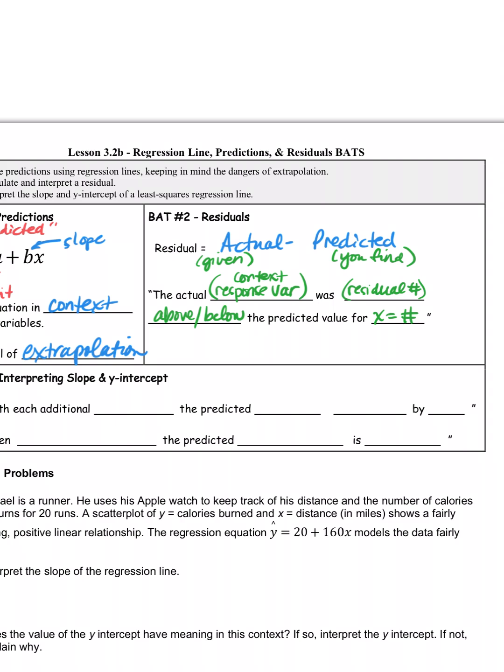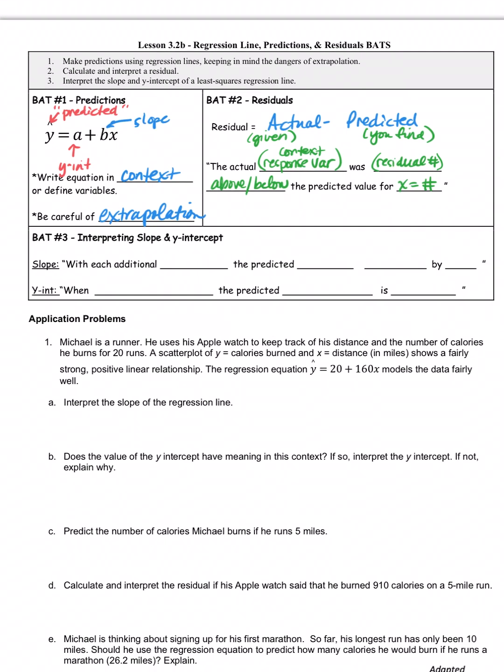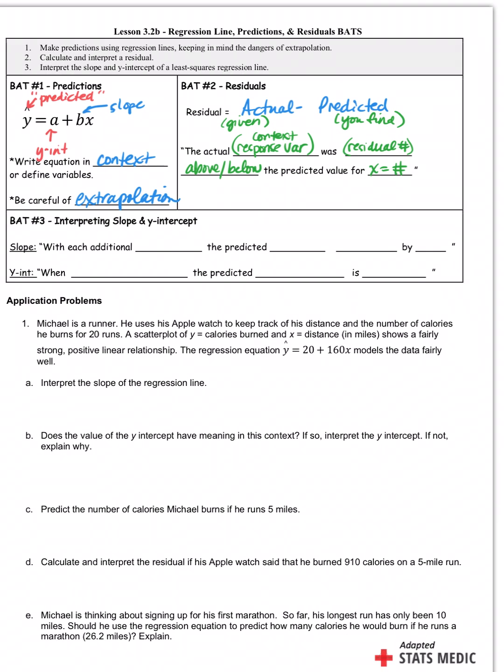Okie doke. All right, last thing, interpreting slope and y-intercept. So with slope, we say with each additional x in context, whatever x is, for each additional rubber band, the predicted y in context increases or decreases by whatever the slope is.